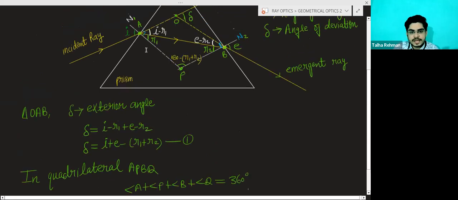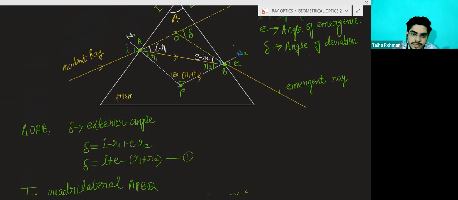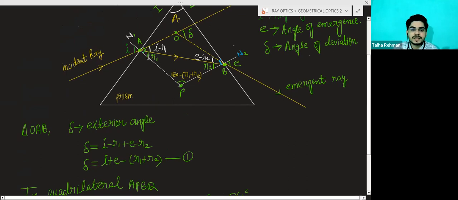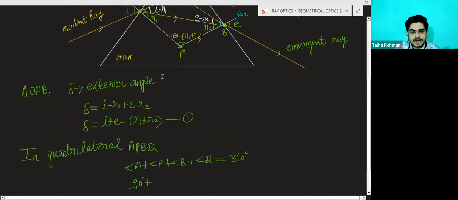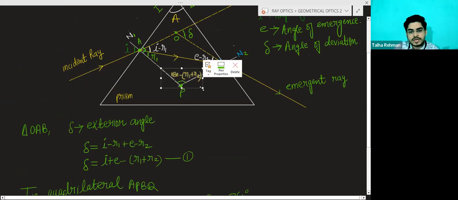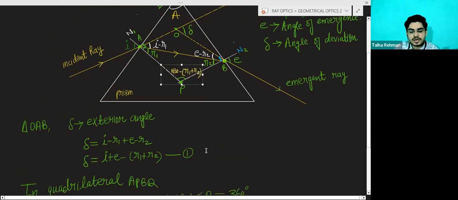So angle A is 90 degrees. This will be the angle A of the quadrilateral, 90 degrees. What is angle P? This is the angle P: 180 minus R1 plus R2.